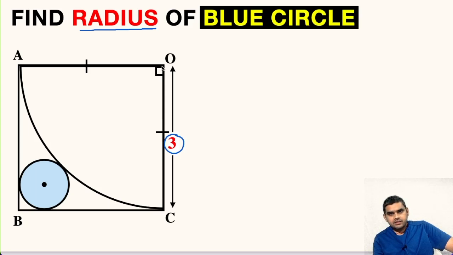For that, first of all, we need to join these 2 points. This point, let us name it as point P. This is the center of this circle, and O will be the center of this quarter circle.